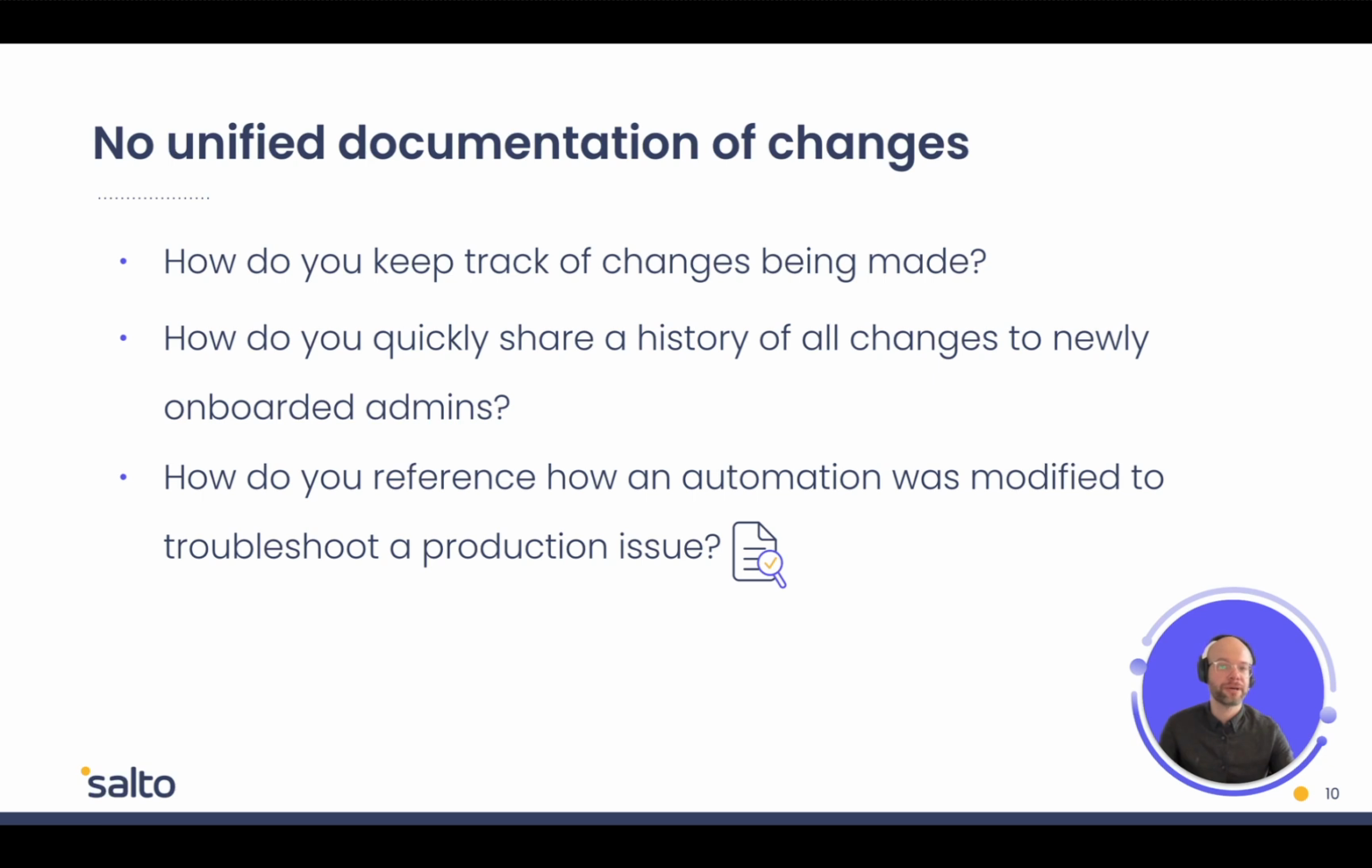And when a new Jira admin is onboarded, how can they quickly access a history of all the changes to your instance over time? And what happens when you need to quickly reference how an automation was modified to troubleshoot a production issue?